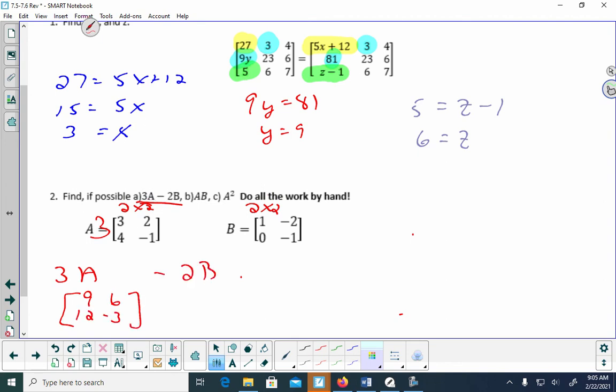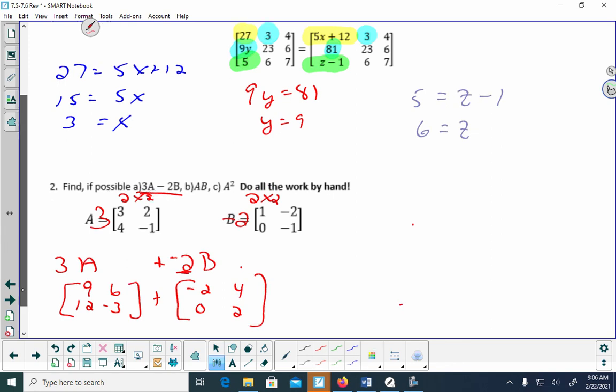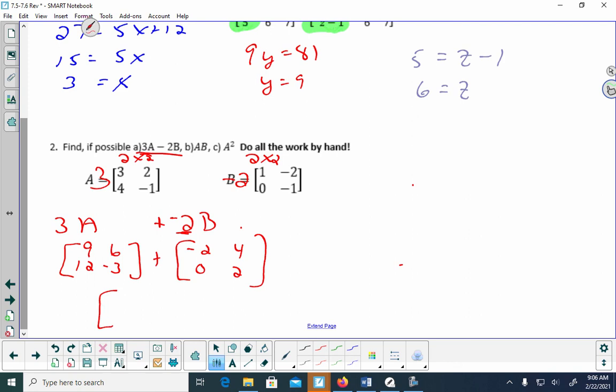Minus 2b. And I'm going to do this one different than I did the other one. I'm going to do plus the negative. So I'm going to distribute a negative 2. Either way works as long as you're consistent and you remember what you're doing. So this is negative 2, positive 4, 0, and positive 2. Now, since I multiplied by a negative 2, I am going to just add these two. And when I do that, I get 7, 10, 12, and negative 1.